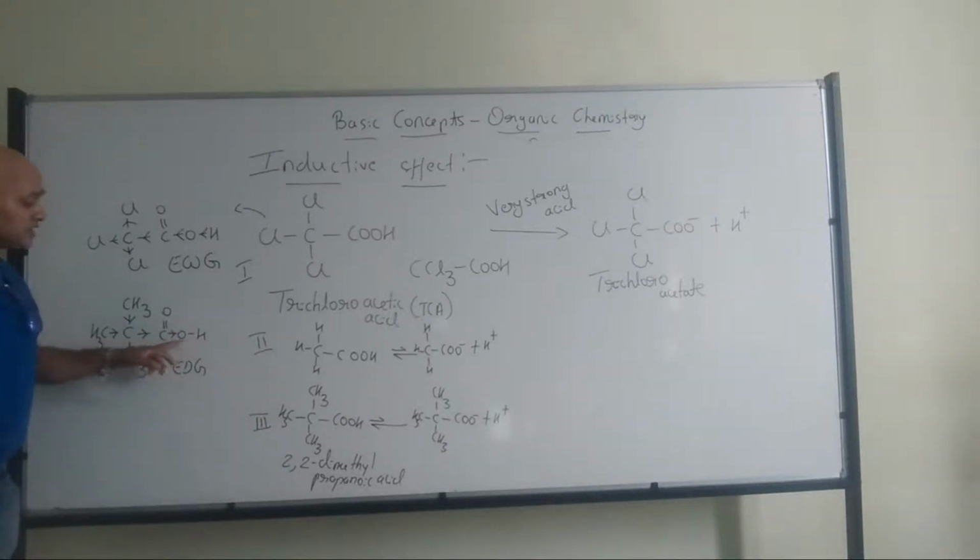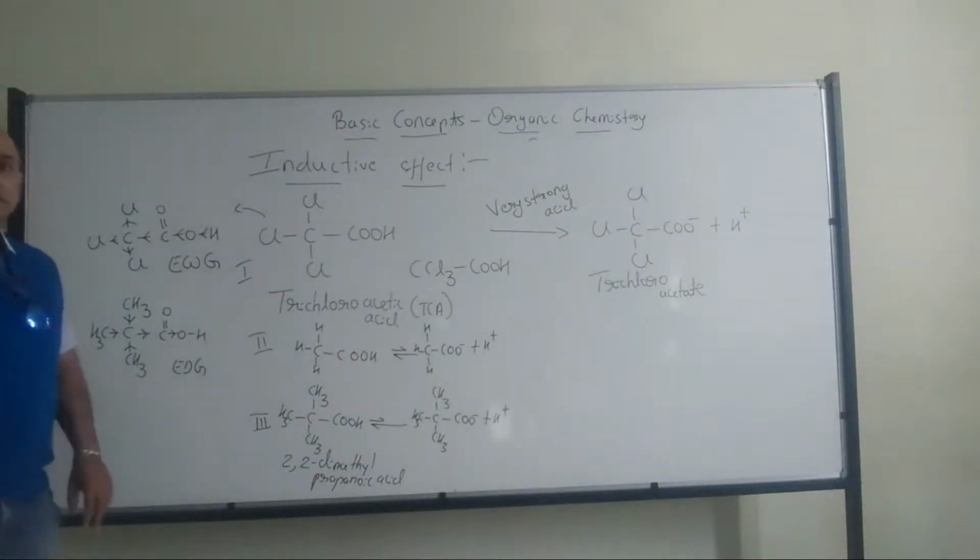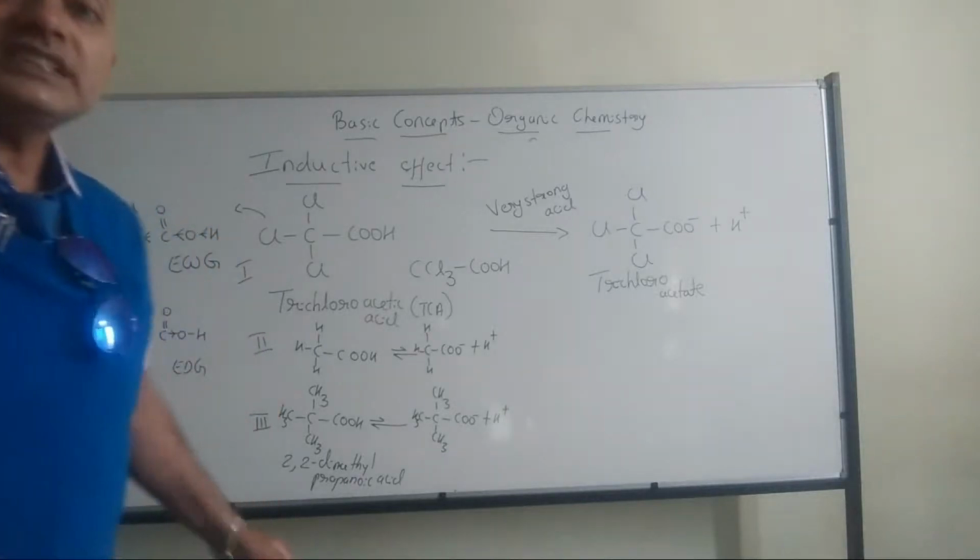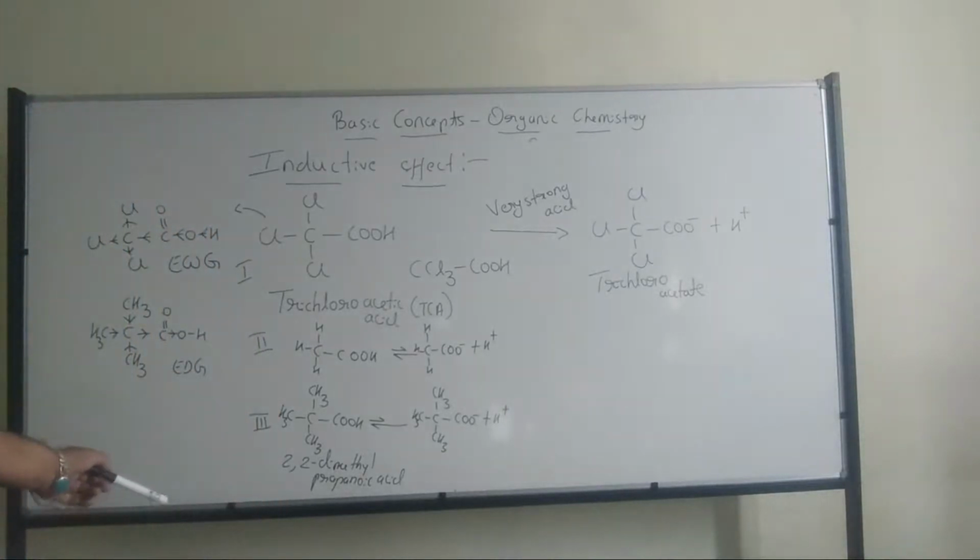Instead, the dissociation of this will become difficult, because O minus will not form easily, since the oxygen is already having electrons coming towards it. Therefore, it will not release the hydrogen as H plus. It doesn't want any more electrons because it already has more electrons pushed towards this oxygen. So this molecule will be a much weaker acid even compared to acetic acid.